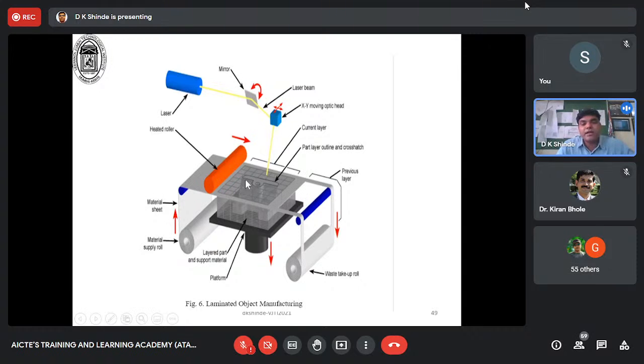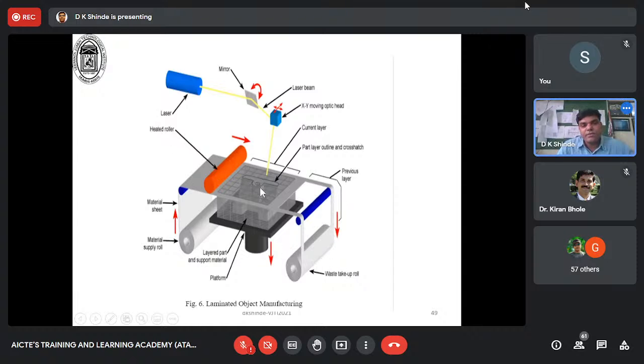may not be cured, and then you can take out this particular layer. You pass another, then you can deposit. So like that, you can have laminated object manufacturing also by using the 3D printing method. So from here the material is coming, and the waste roll will be on this particular side, and your part will be built.